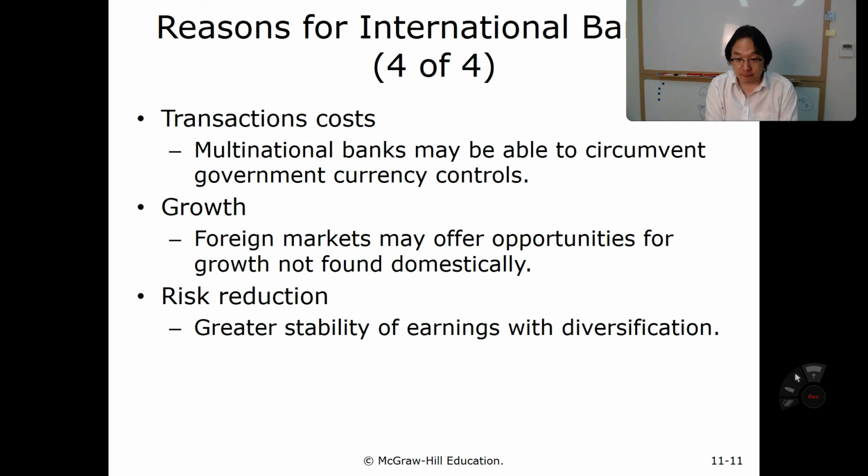Right. And then, risk reduction, greater stability of earnings with diversification. This goes back to our portfolio theory, right? Diversify your holdings in your portfolio, and don't put all your eggs in one basket, so that you will have some stable income coming in, right? Stable cash flow from your business. So that's the idea over there. All right.